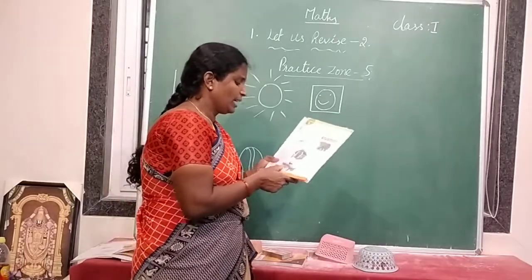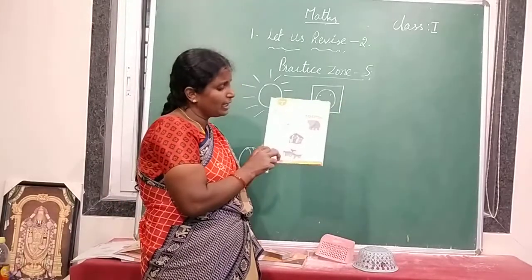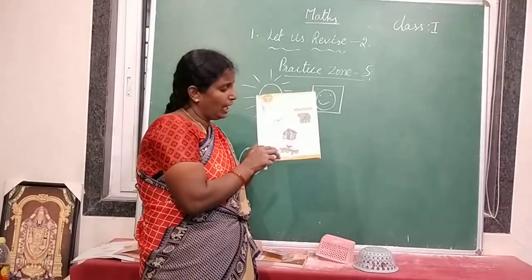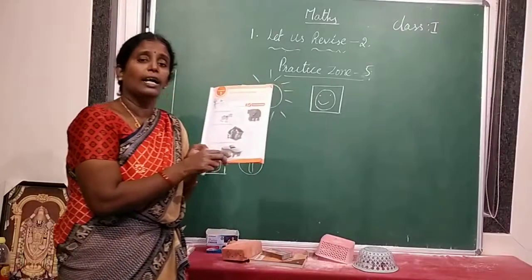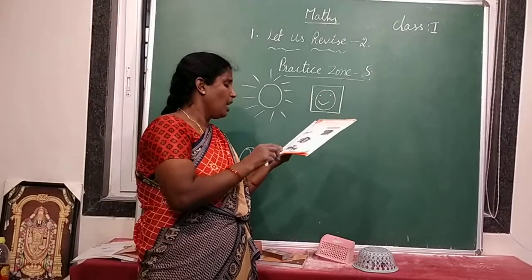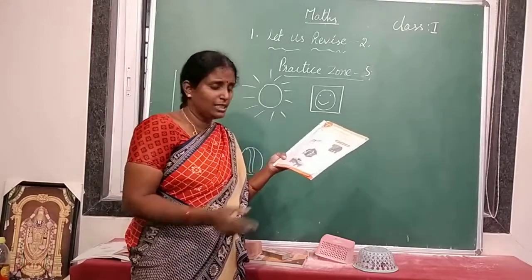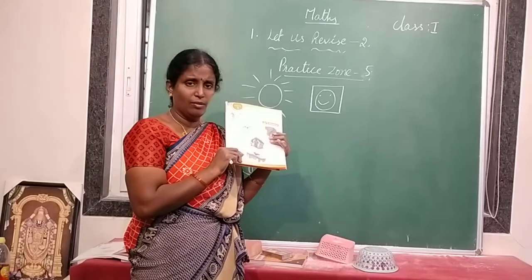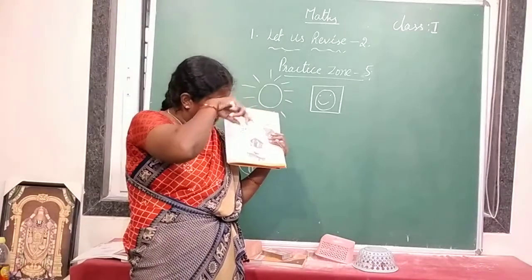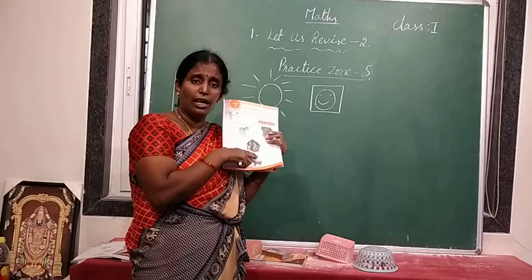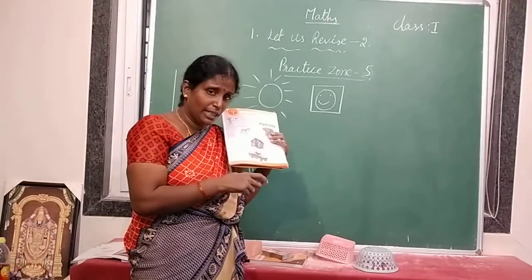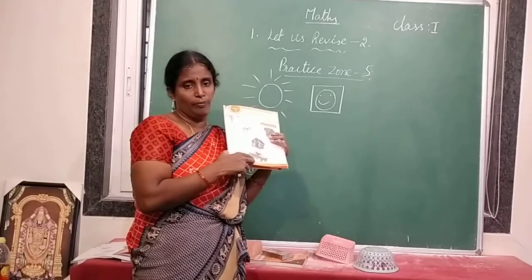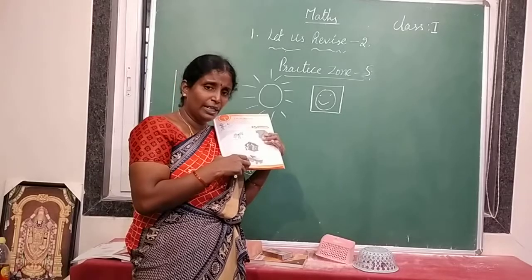Next, tick the object under the table. Under the table. Here one object is on the table and another object is under the table. Okay. Now which is on the table? Yes, the book is on the table. And which is under the table? Yes, the ball is under the table. Understood? The ball is under the table.